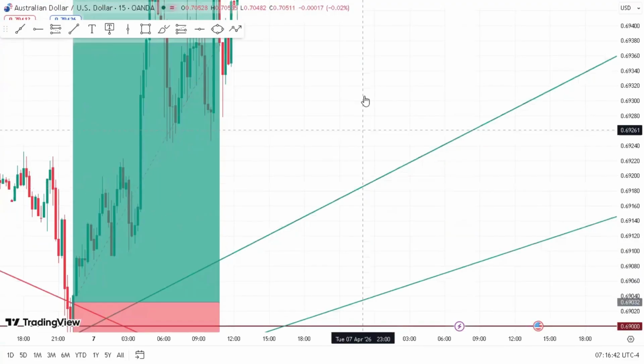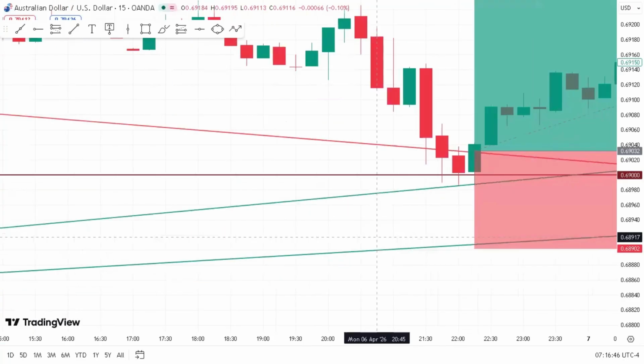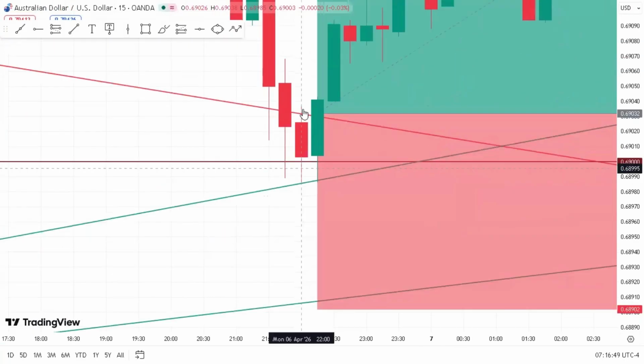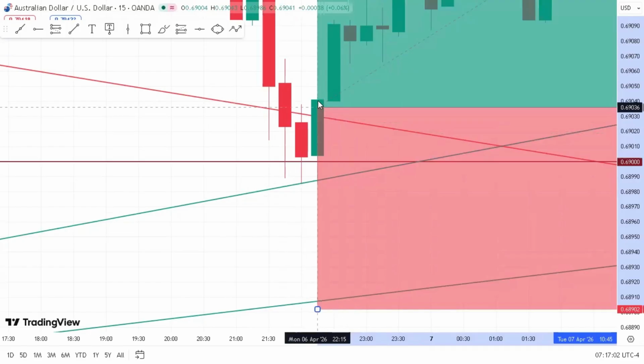Let's look at the entry. What happens? Why did we take this trade? You can see this candlestick. This is an engulfing candlestick. The market gives us a red candle, and then a green candle comes and takes out the red candle. It strips its high. So that means we have reversed our trade.